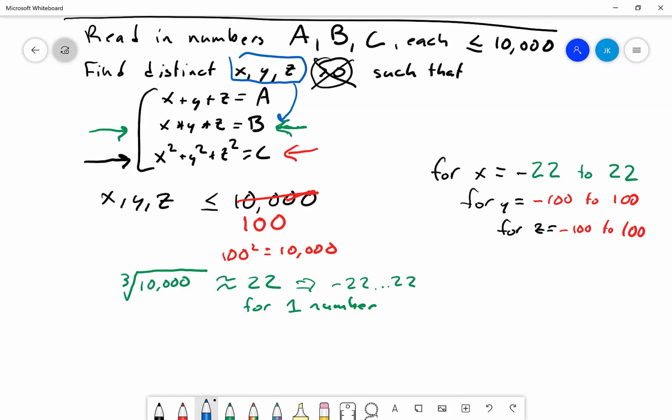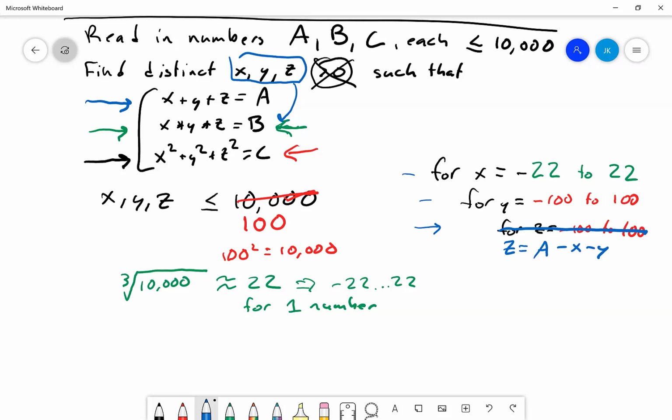If we look at this first one up here, we can see, well, if we already know what x and y are, we don't actually need to iterate through z, because there's only one option that we need. So instead of looping through z, we can just say z equals a minus x minus y. Okay, and so now we've gone from something that originally we were looping from minus 10,000 to plus 10,000 in x and y and z.